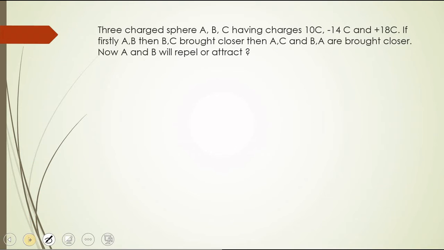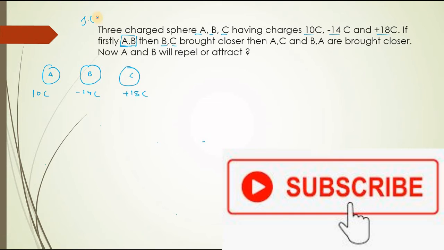Now let's take one question. There are 3 charges A, B and C having the charges 10 coulomb, minus 14 coulomb and plus 18 coulomb. If first A and B and then B and C are brought closer to each other, then what will happen to the final system? So let's consider you have A, B and C, with 10 coulomb, minus 14 coulomb and plus 18 coulomb. The question is asking first A and B are brought together. This question came in JEE.